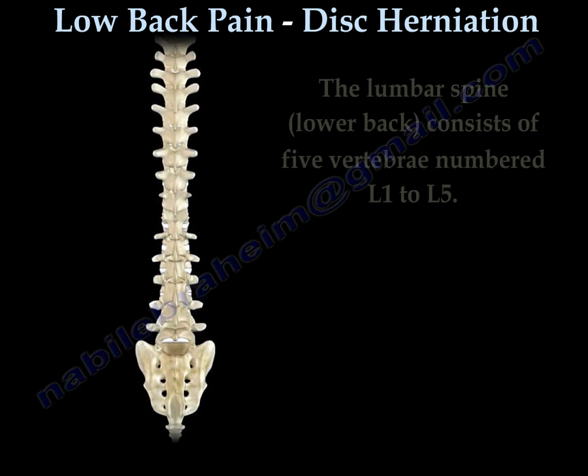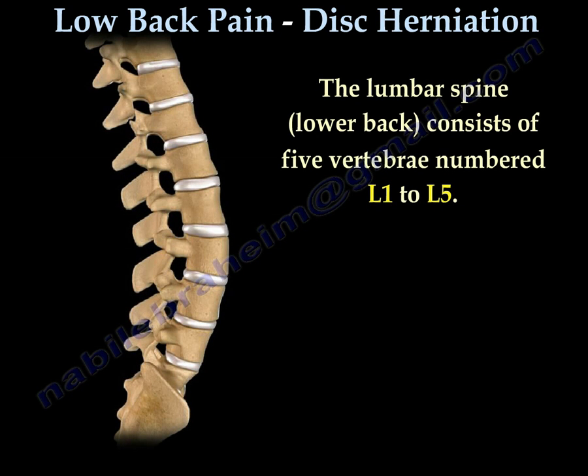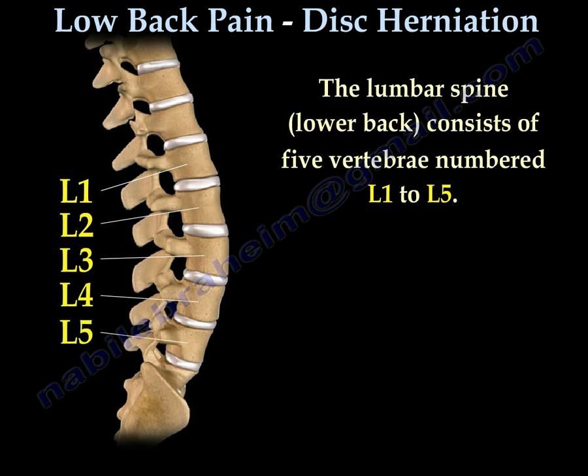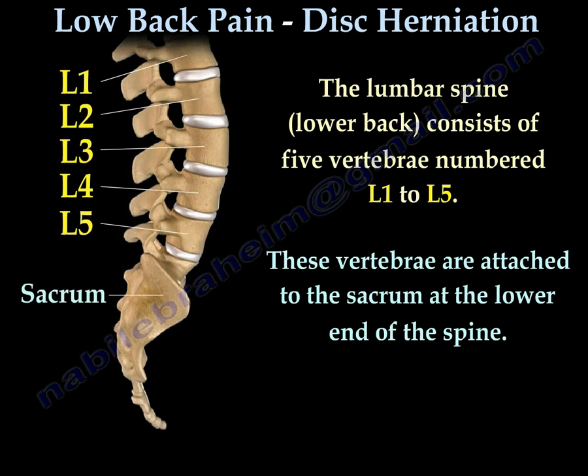The lumbar spine, which is the lower back, consists of 5 vertebrae. We call them L1, L2, L3, L4, and L5. These vertebrae are attached to the sacrum, the tailbone, at the lower end of the spine.